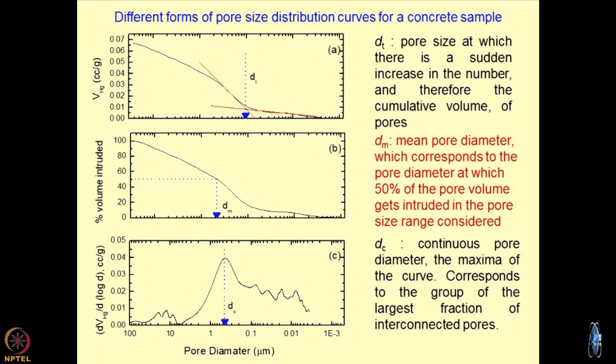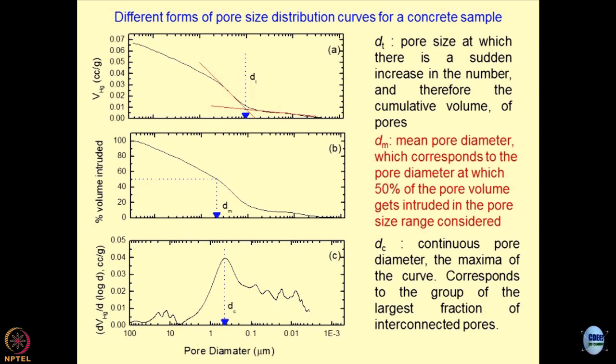The point of inversion of the curves, if I extend them and find the intersection, gives the DT. Now, DT is basically a cumulative pore diameter, alright. From the percentage of the volume intruded into the sample, when you go for 50%, this becomes the mean diameter. Corresponding to the 50% intrusion of the mercury into the sample, whatever the diameter is, this becomes the mean pore diameter.